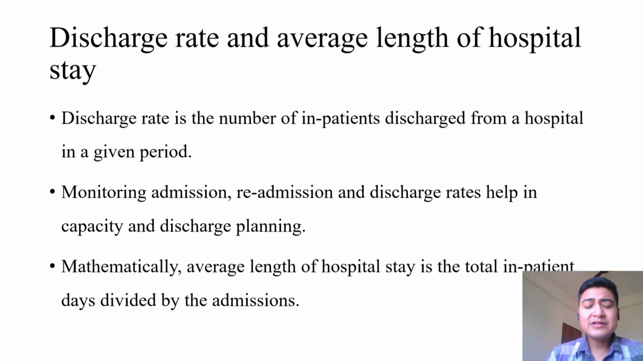Mathematically, the average length of hospital stay is the total inpatient days divided by the admissions. When we say inpatient days, it means how many inpatients or admissions have occurred, those who have visited the OPD, and how much duration that patient has stayed in the hospital. When we multiply both, it gives us the inpatient days, and when we divide it by the total admissions, then we will be getting our average length of hospital stay. It is used to measure the efficiency of the hospital.